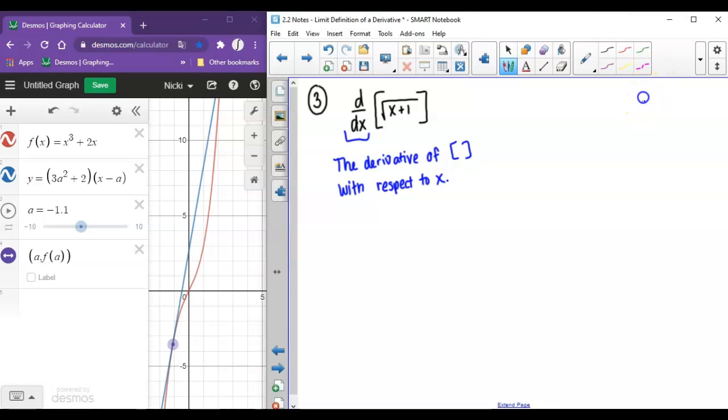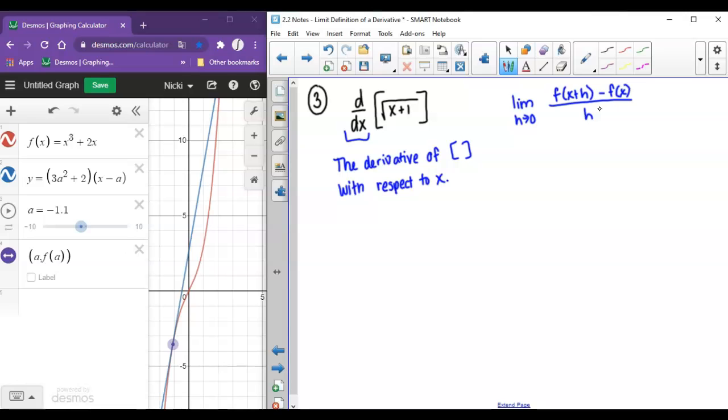Now, eventually we'll see things like the derivative with respect to y. However, for right now, you really don't have to worry about knowing exactly what that means so much. I just wanted to introduce that wording to you. This just means take the derivative. And right now, the only way we know how to take the derivative is to use our limit definition of a derivative. Our limit definition of a derivative is limit as h approaches 0 of f of x plus h minus f of x all over h.